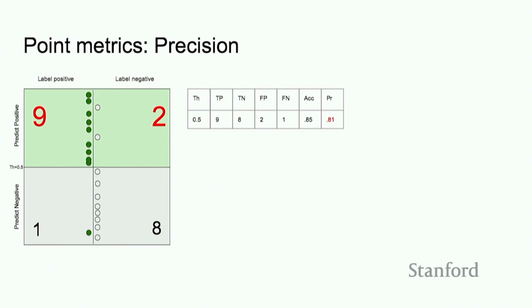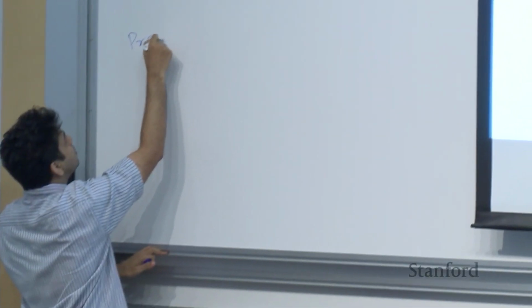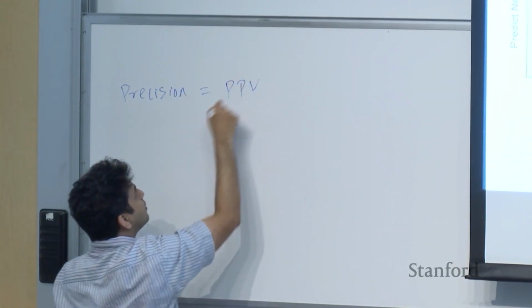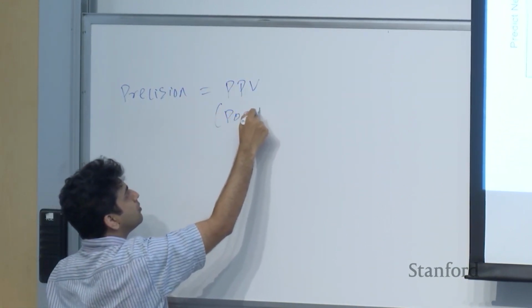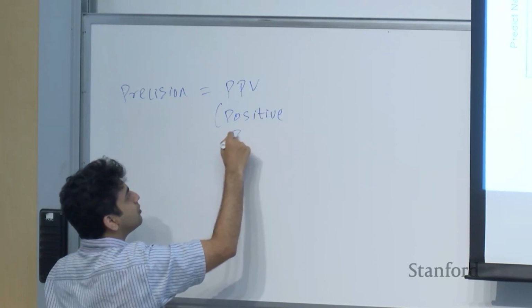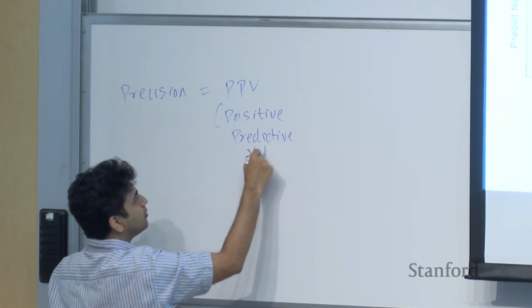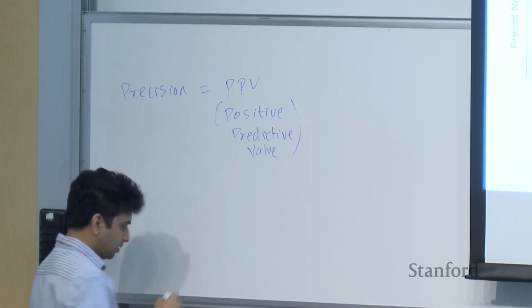And there's another name for precision. It's also called PPV. PPV stands for positive predictive value. So precision is also called positive predictive value.